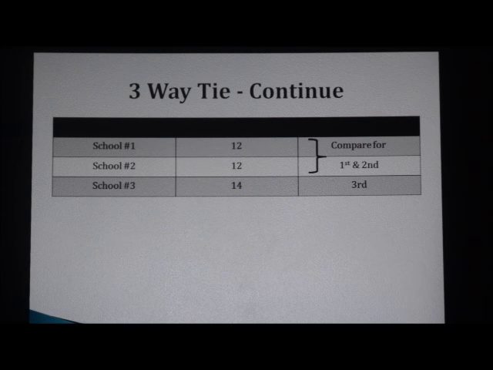Now, we do have situations where the three-way tie may come up with a point total such as this, where it's 12, 12, and 14. We can't break out this first school because the top 2 are tied. So what we would do in this situation is we would break out the 3rd place team here because they had the most points. We would put them 3rd, and then we would compare school number 1 with school number 2 to make a decision who would be seated above the other.